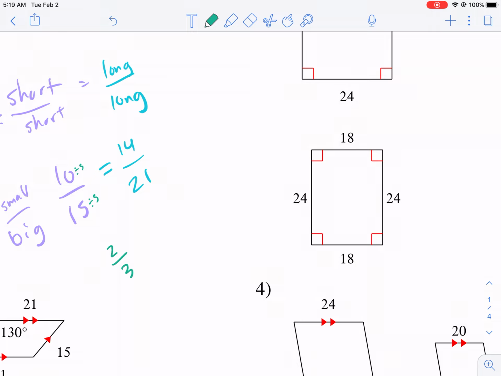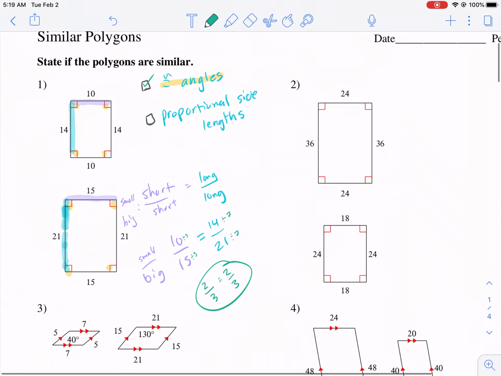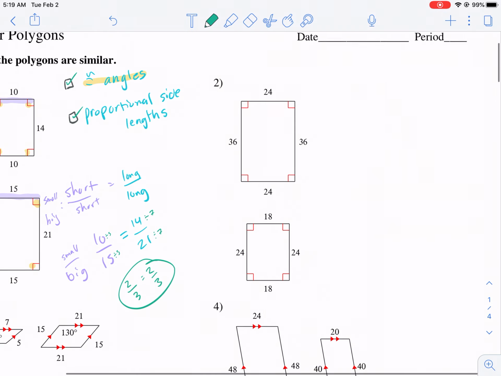We can divide this one. They have a common factor of 7, so we're going to divide this by 7. Divide this by 7, and we get 2 over 3. So guess what? These are proportionate sides. So this one is similar. So yes, for number 1. Okay, and that's what you're going to do for each one of these.